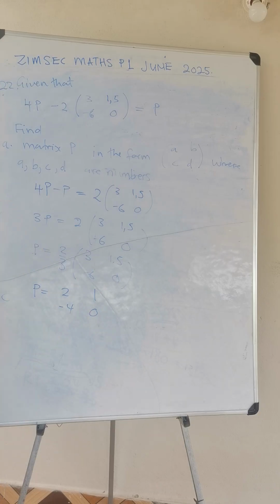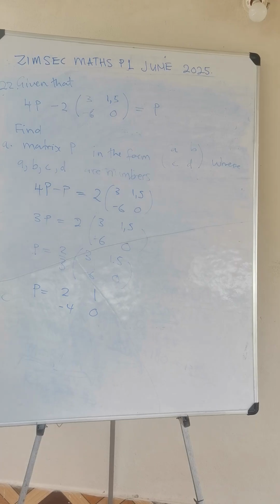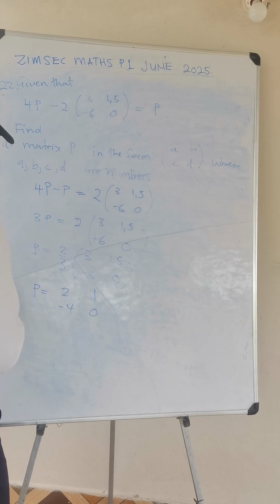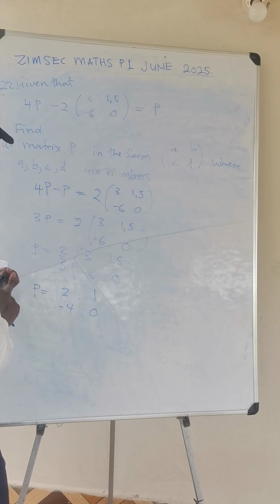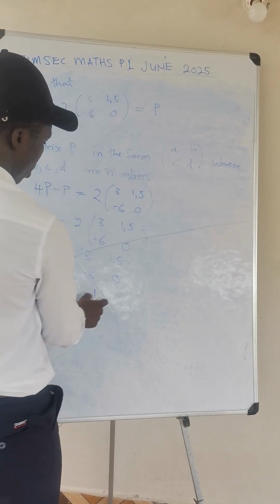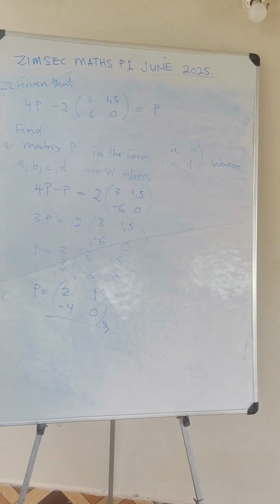Am I correct? Let's use the calculator. 2 over 3 multiplied by 3, we get 2. Again, 2 over 3 multiplied by 1.5, we get 1. Then 2 over 3 multiplied by minus 6, we get negative 4. This one is 0. So this is the value of P.